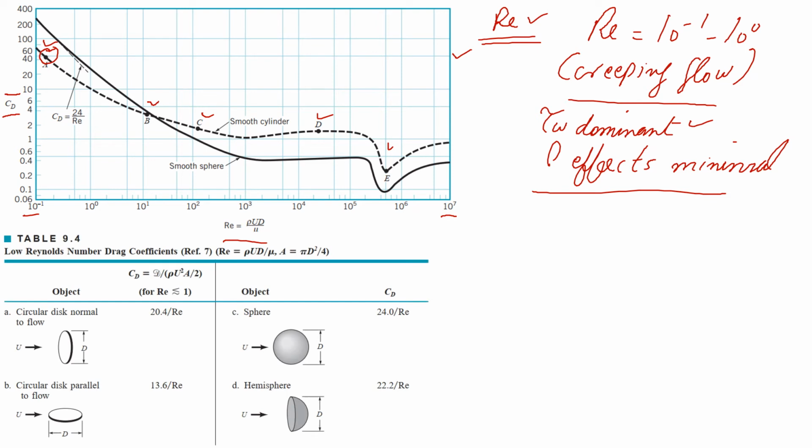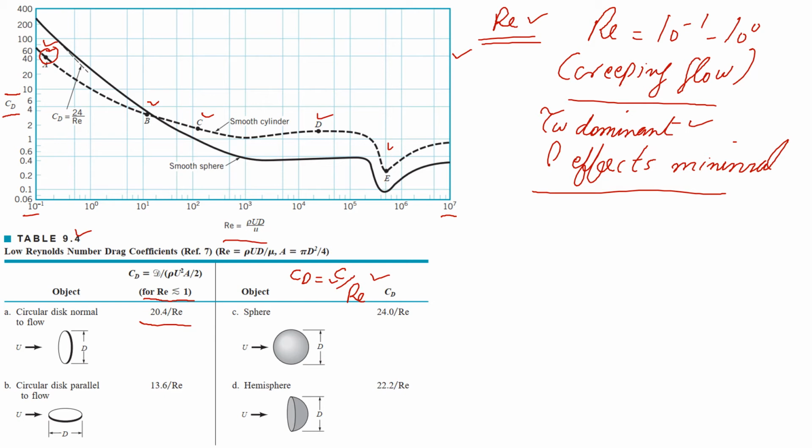If we look at Table 9.4 from your Munson book in chapter 9, we can see that they have derived a term for the drag coefficient with respect to Reynolds number for the creeping flow regime, where the Reynolds number is less than or equal to 1. So here we have the term for our drag coefficient, CD, equal to C divided by Reynolds number, which is only for the creeping flow regime. C is related to different values for different shapes.